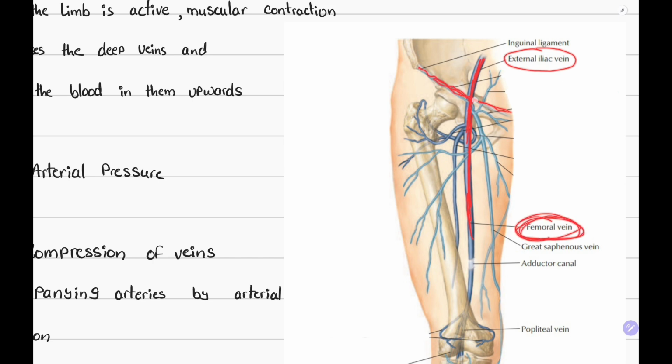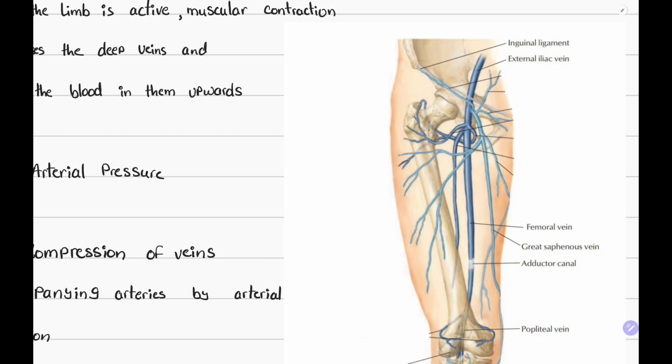Just beneath the inguinal ligament, the femoral vein gives a branch called the great saphenous vein. This is the great saphenous vein. Right here is the great saphenous vein. The veins in this diagram which are color coded with light blue are superficial veins, and the veins which are given the dark blue color are the deep veins. So as you can see, the great saphenous vein is the superficial vein and the femoral vein is our deep vein. And right here is the adductor canal.